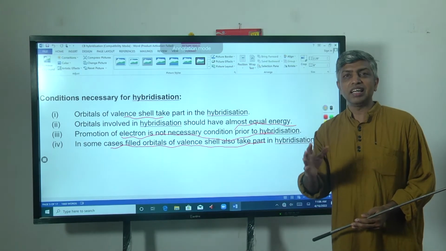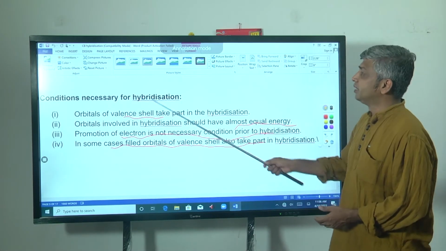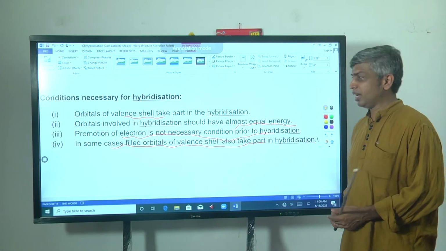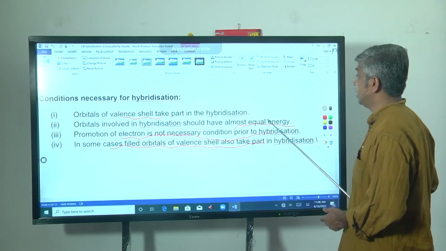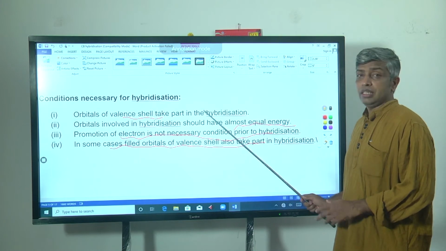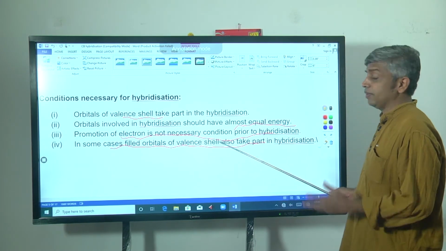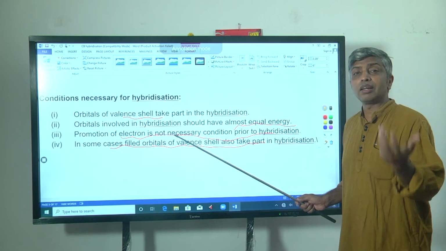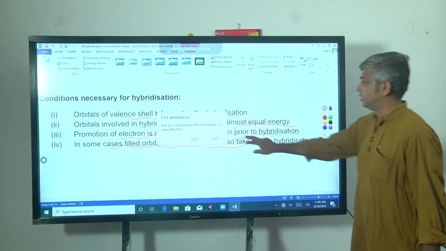That is called valence shell electron pair repulsion theory. In that, we will discuss the fourth point. So these are the conditions for hybridization. One is that valence shell electrons are involved. Second is equal energy. Third is that it's not always necessary that the electrons will jump, because sometimes the filled valence shell is also involved in hybridization. So let us go for the examples.